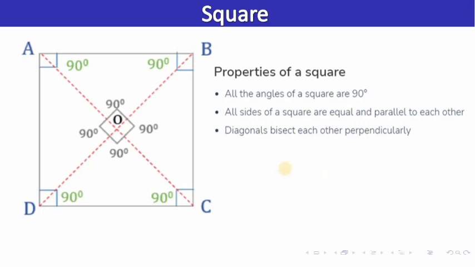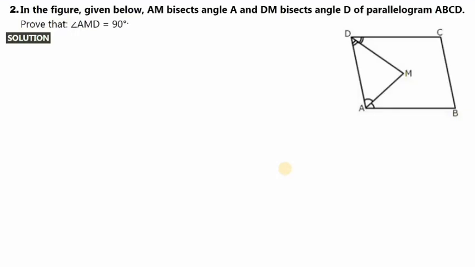Now let's see a few problems from your second exercise, that is exercise 14b. The first question I'm taking is question number 1. You just need to write whether it's true or false, so you can try that problem by yourself. Let's see these kinds of questions. In the figure given below, look at AM. AM bisects angle A. In this figure, this entire thing is angle A, and this AM is bisecting this angle. So basically, this angle is equal to this one. That's the meaning of this.